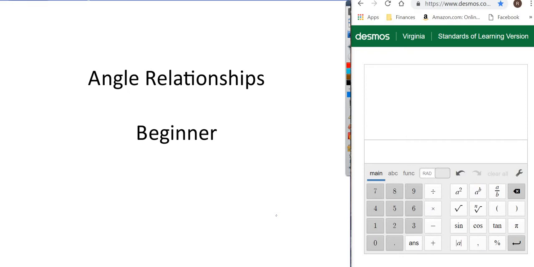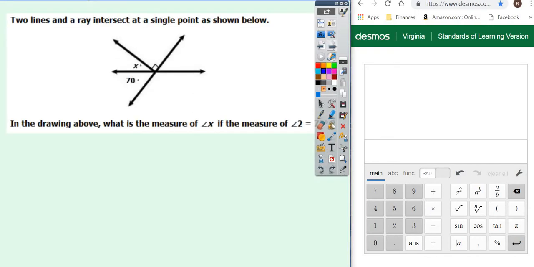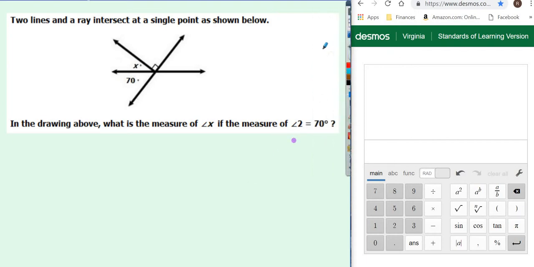Okay, everybody, this is the video for angle relationships for beginners. So let's see what we have to work with here. The first thing I'm noticing is that I could draw a straight line here, and that straight line equals 180 degrees. Anytime you've got a straight line, it is 180 degrees.